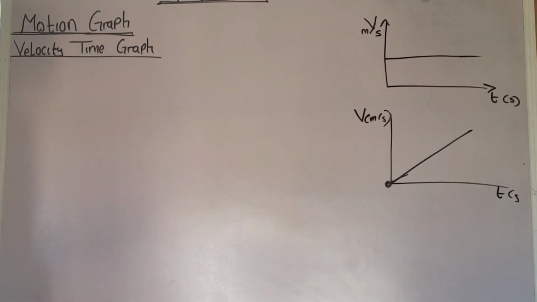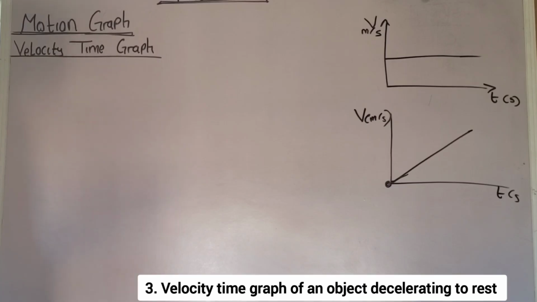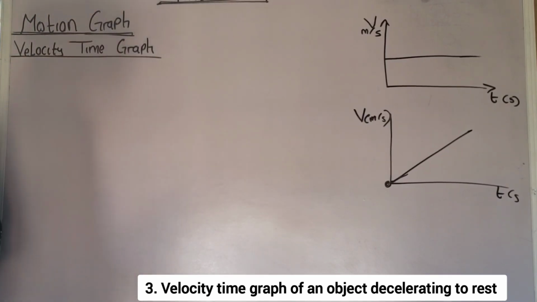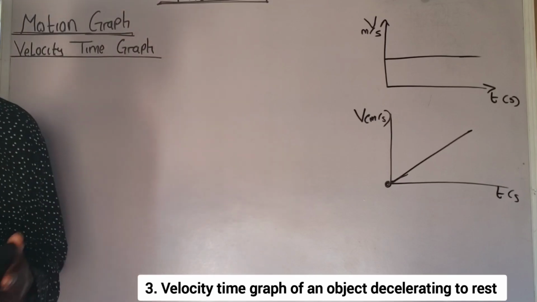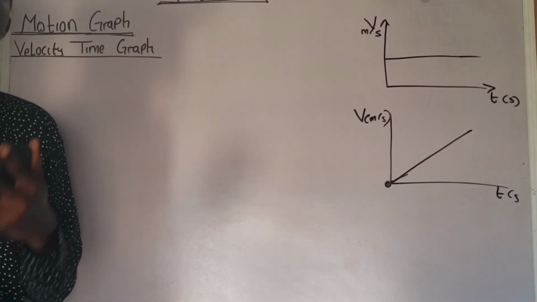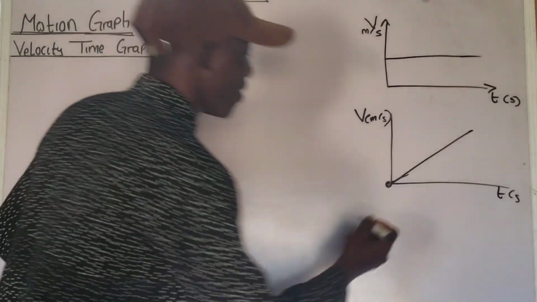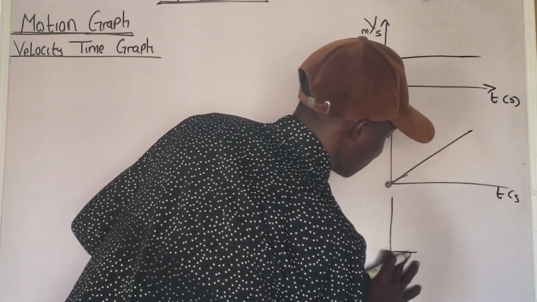Okay? Now, the third graph that we're going to talk about is the velocity time graph of an object decelerating to rest. You know, the opposite of acceleration is deceleration or retardation. Retardation is negative acceleration. It is the kind of acceleration that brings the motion of an object to rest. Do you understand?